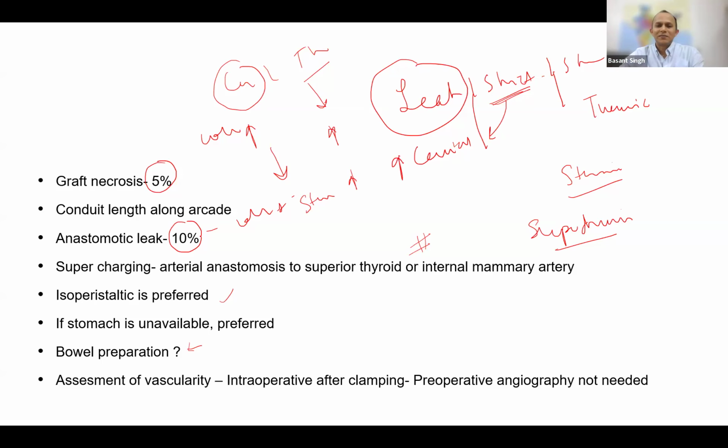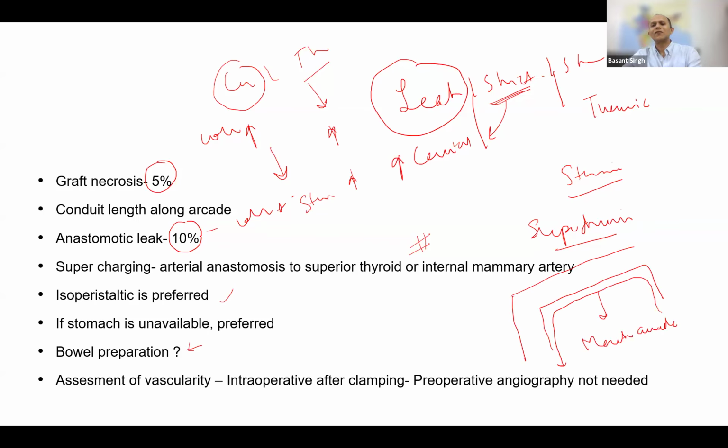So conduit length measurement is also very important. This has been emphasized in the new Shackelford. So if you see, this is how we measure. We measure the conduit along the mesenteric part. So you put a thread like this. Okay. So this is your conduit length that should be required. We always measure conduit along the mesenteric arcade. That is very, very important.